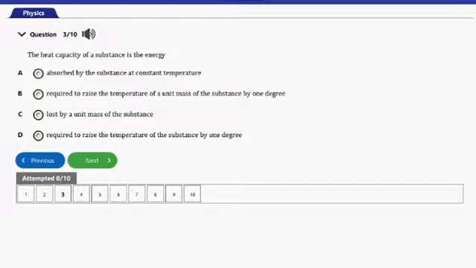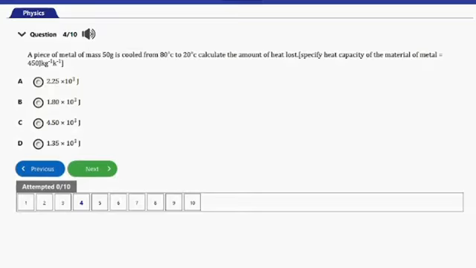So guys, the answer to this question here is option D. The heat capacity of a substance is the energy required to raise the temperature of the substance by 1 degree. And that's it for this question. So let's go ahead and consider the next question, guys. So guys, we have here question number 4. It says, a piece of metal of mass 50 grams is cooled from 80 degrees Celsius to 20 degrees Celsius. Calculate the amount of heat lost.